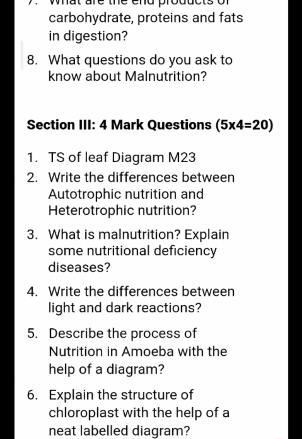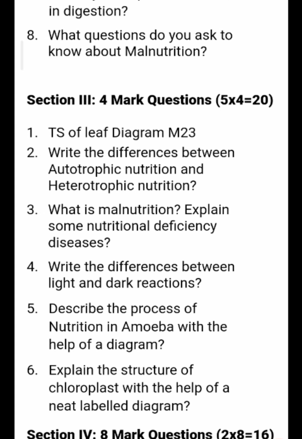4 mark questions. Test of leaf diagram. Write the differences between autotrophic nutrition and heterotrophic nutrition. What is malnutrition? Explain some nutritional deficiency diseases.